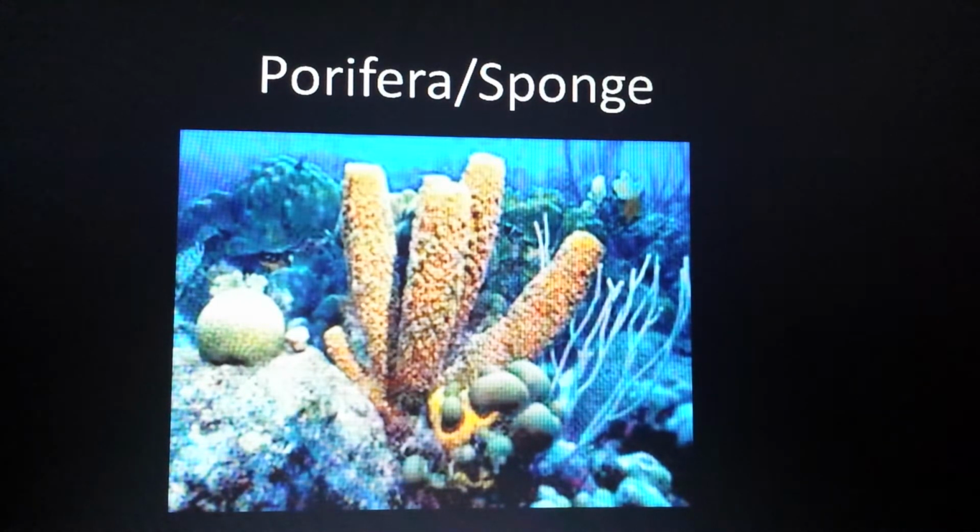Today I'm going to be talking about sponges, or the phylum Porifera. Porifera means pore-bearing. Most sponges are asymmetrical. Sponges are only at the cellular level, and they have no tissues.